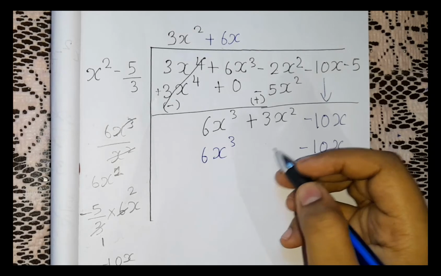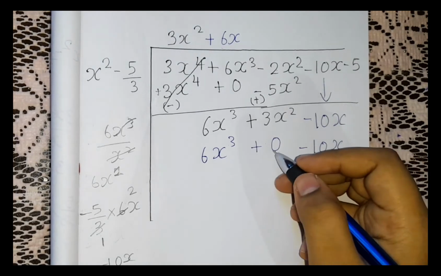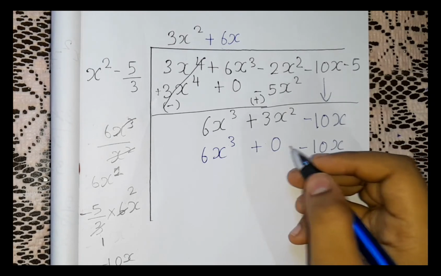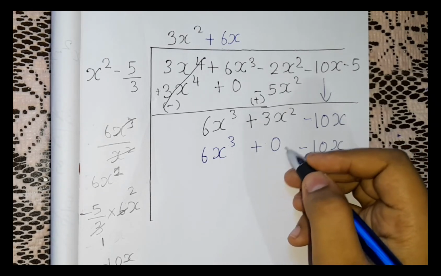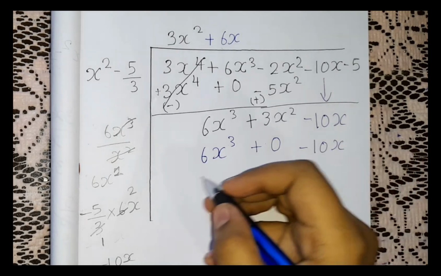What about here? Here we are going to write plus 0, because we don't have a particular value. We didn't get any value right over here. So I am writing plus 0. If you want, you can write plus 0, or you can just leave it like that.